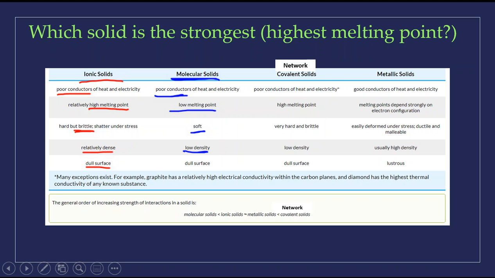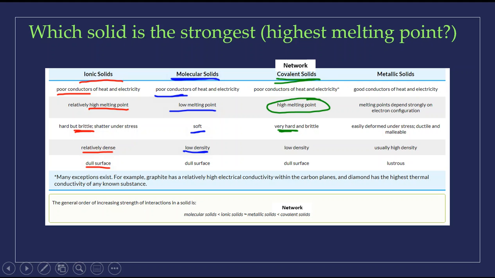The network covalent or covalent network ones here. Keywords: super high melting point. Very hard, very hard. They are poor conductors too, but they are the ones that are going to have extremely high melting points, and they're going to be very hard.